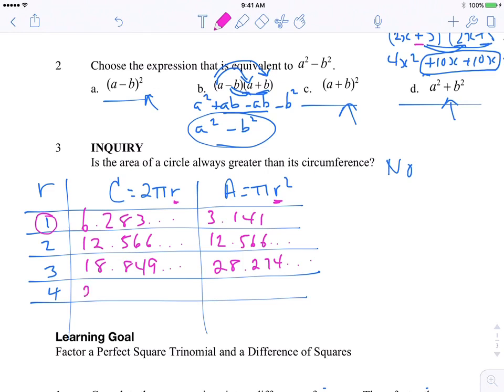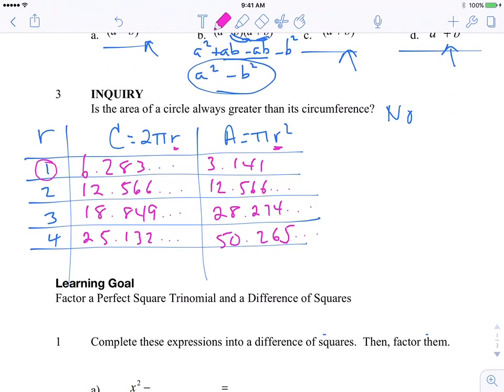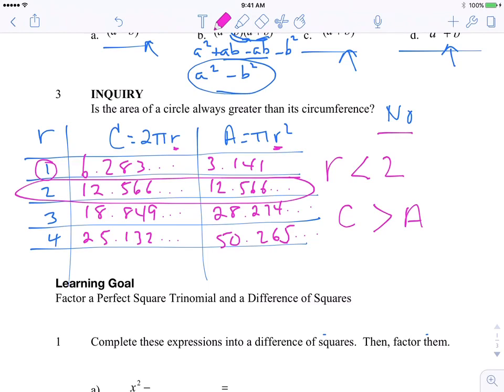Okay, and here you get 25.132 and 50.265. Now, again, hopefully you paused the video there, or you just take my word for it, that when the radius is 2, we realize that both the circumference and the area are equal in value. When the radius is less than 2, the answer is no. When the radius is less than 2, then the circumference is greater than the area. Okay?